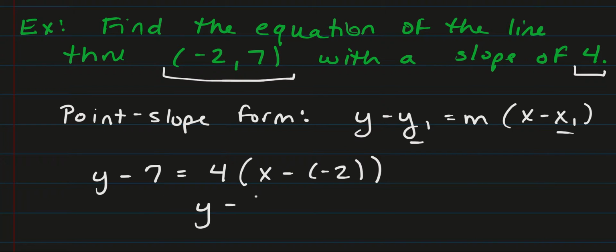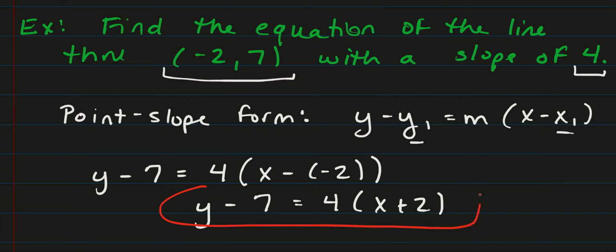If we simplify this, we get y minus 7 is 4x plus 2. Now notice that we always have the opposite of the sign in this point here. So I had a negative 2, this became a plus 2, because originally we had x minus this number. And so I had a 7 here, and this is a y minus 7. So this is the point slope form of the line, and we can leave it just like this. Let's do one more example.